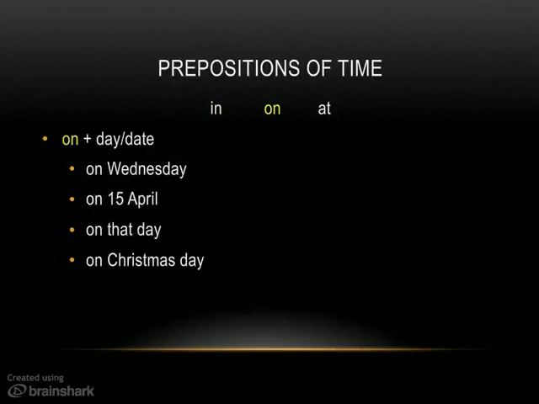Okay, so then you have the preposition on. You use on for a day or a date, a very specific day, a very specific date. So you say, on Wednesday, I have to go to the dentist. My birthday is on the 15th of April, and on that day, I will be 16. On Christmas Day, we give each other presents. Okay, so on is for a specific day or date.